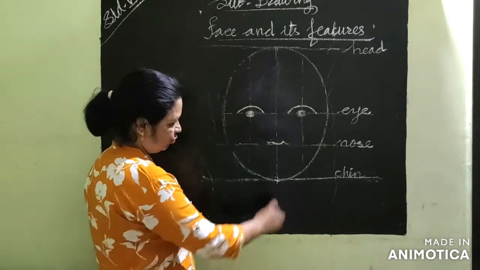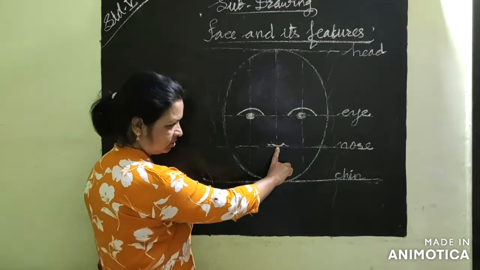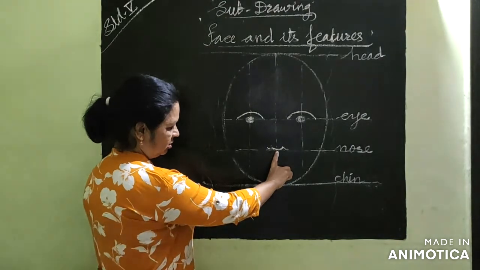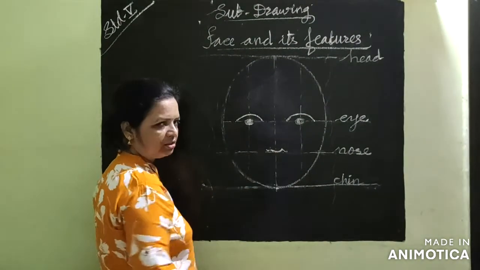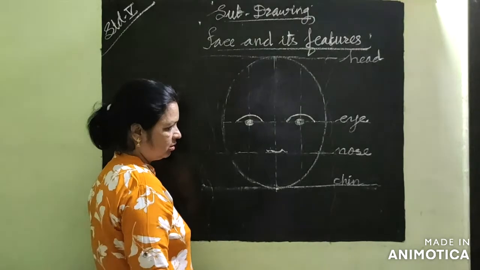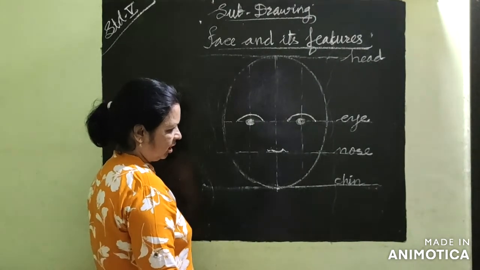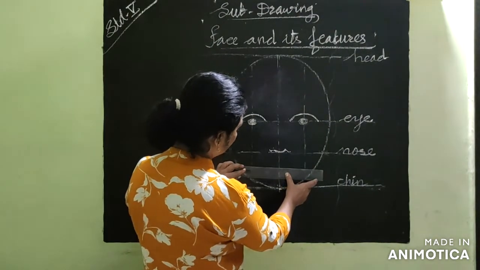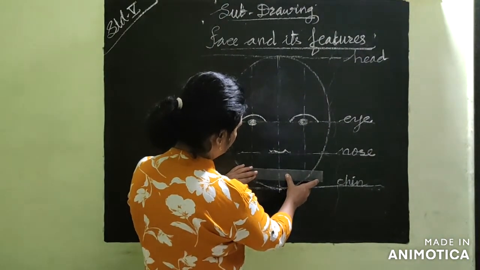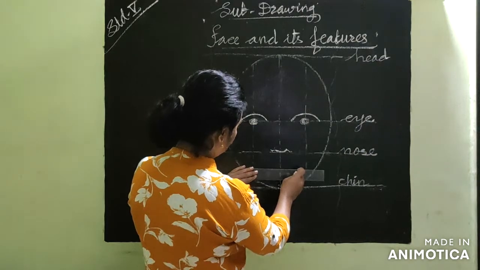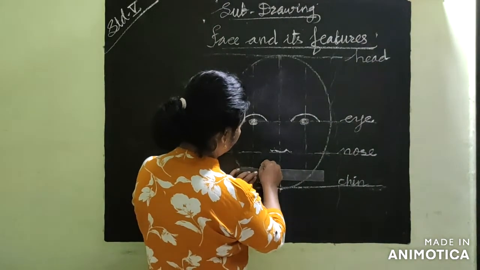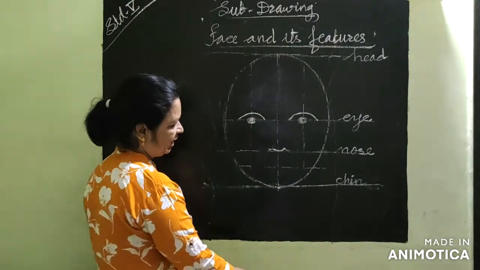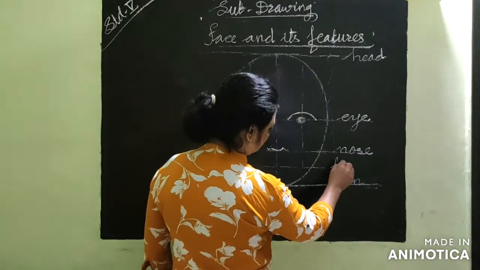Okay. Now we have one more part remaining for the lips. So do one more thing. Again do the same. Divide it into equal parts. One more level we get. Lips are here.